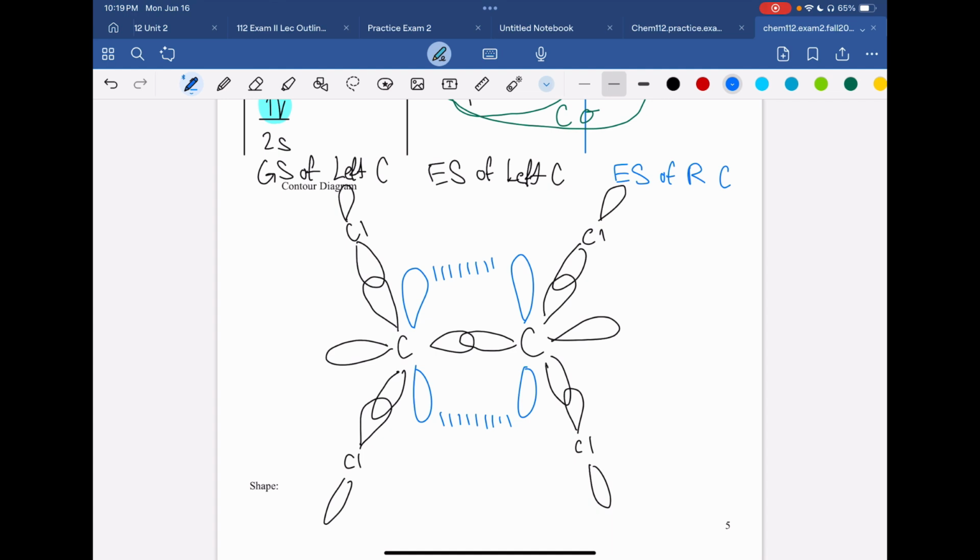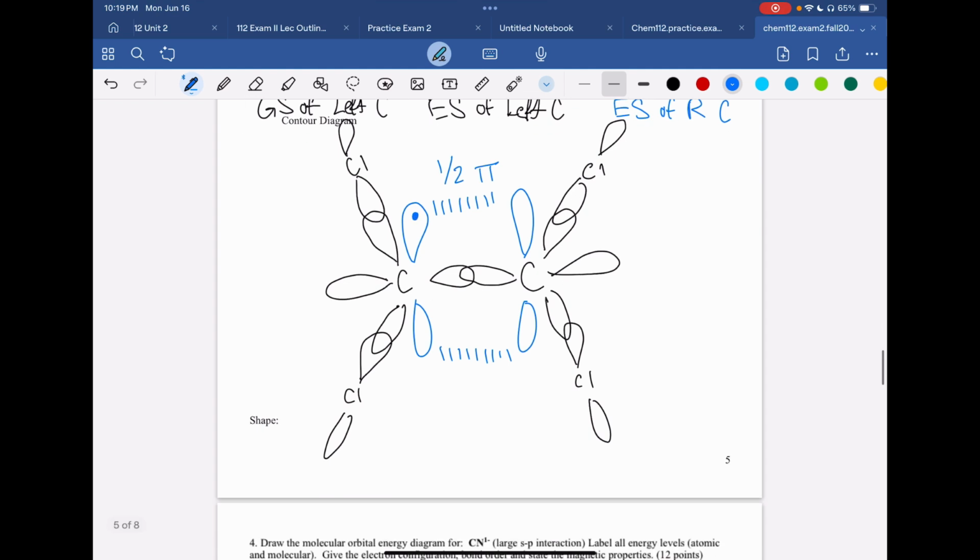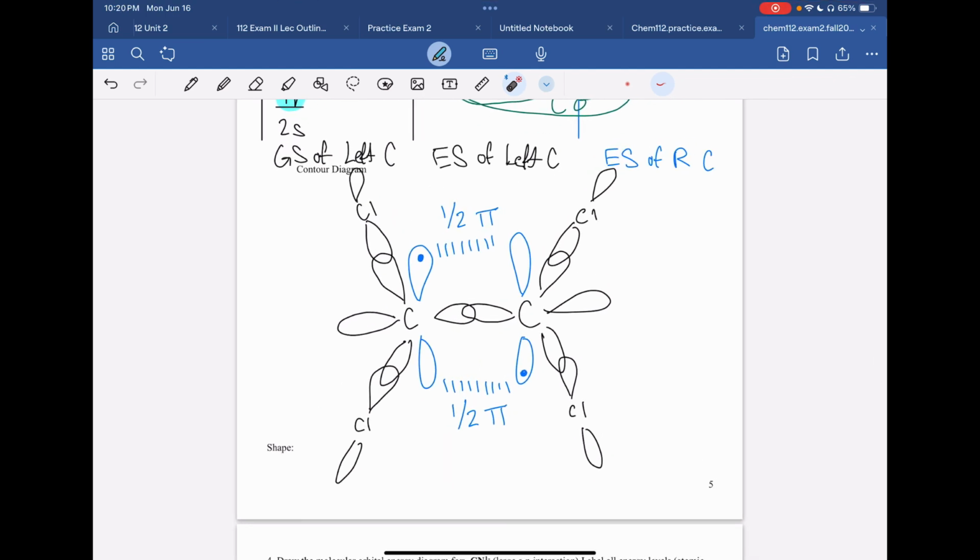Okay. But this is your 1/2 pi, right? Because it only occupies one electron. This is your other 1/2 pi. Here's your other electron. And together, both of them combined make 1 pi. That's how that works. Now, I don't know if he's going to be picky, but yes, it is crucial that if you put both the dots on the top, that's not how that works.